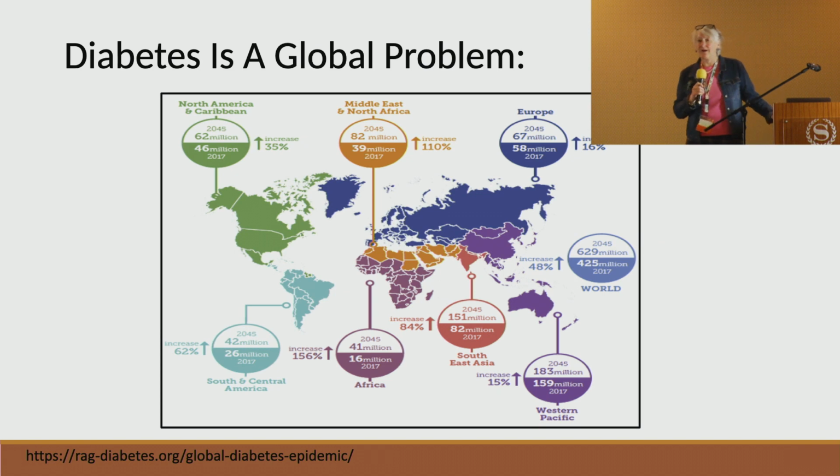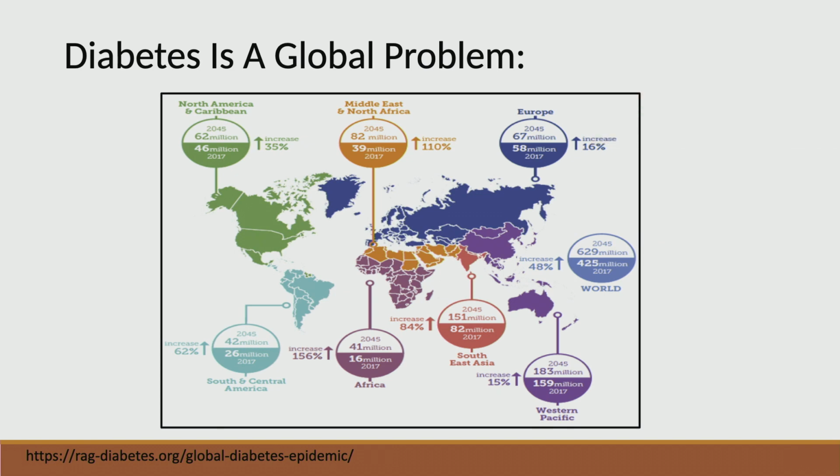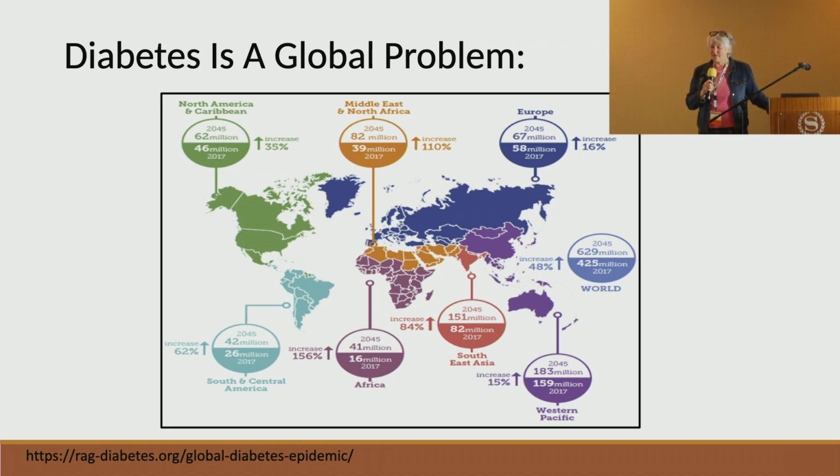So let's start out and just say right off the top, diabetes is a global problem. 30 years ago, we thought this was only a problem in the developing world. Chronic disease was a developed world illness. Today, it is a global problem. This is a map highlighting areas of the world where diabetes is prevalent.